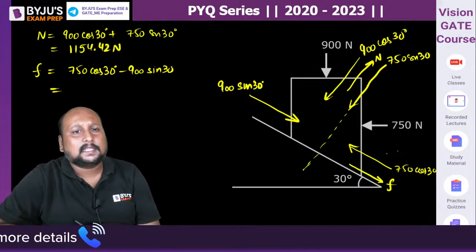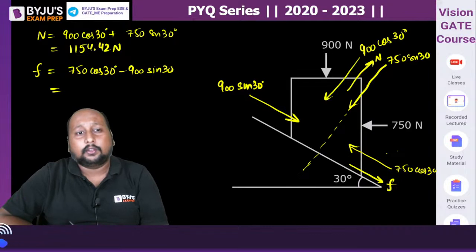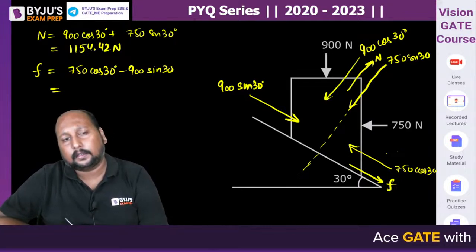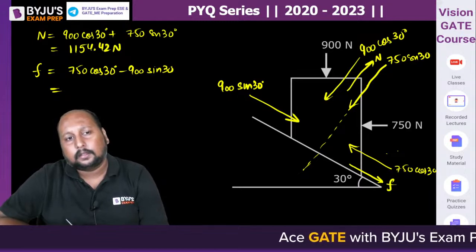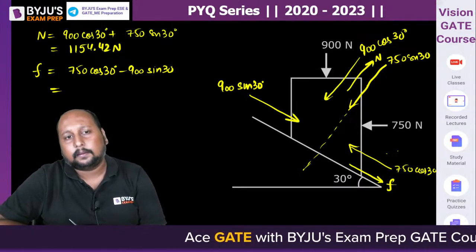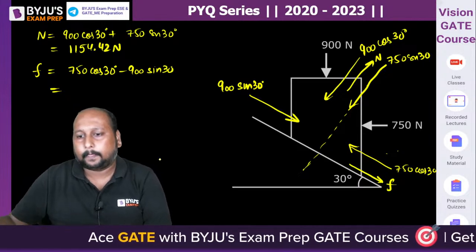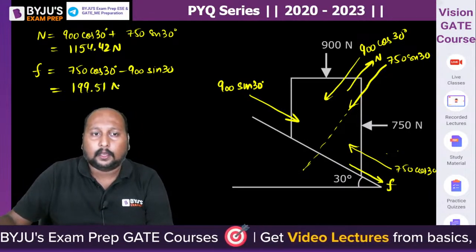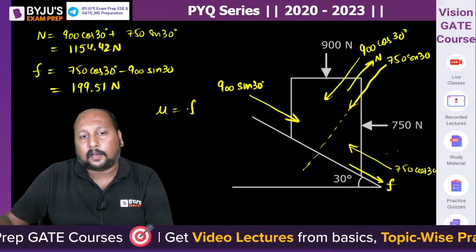750 cos 30, sine 30 is 1 by 2, 450. So it is equal to 375 root 3 minus 450, which is 199.51 Newton. Okay, and we know that mu is equal to F by N.